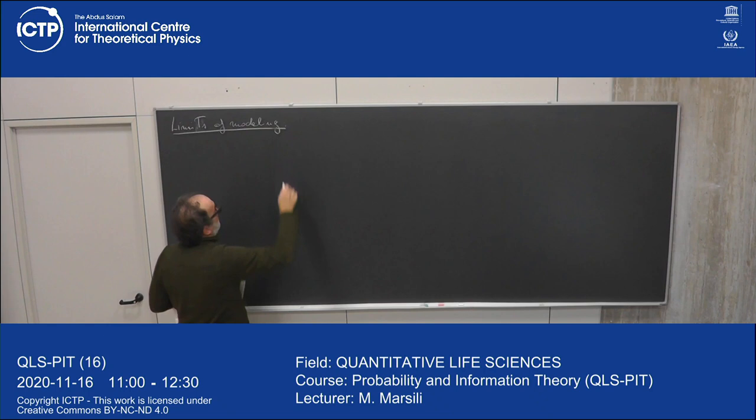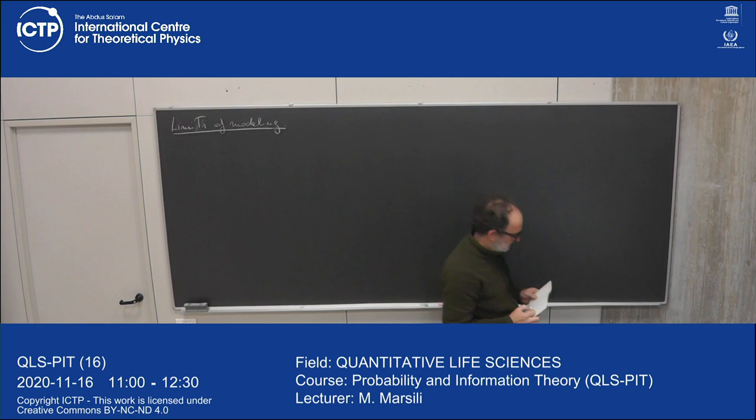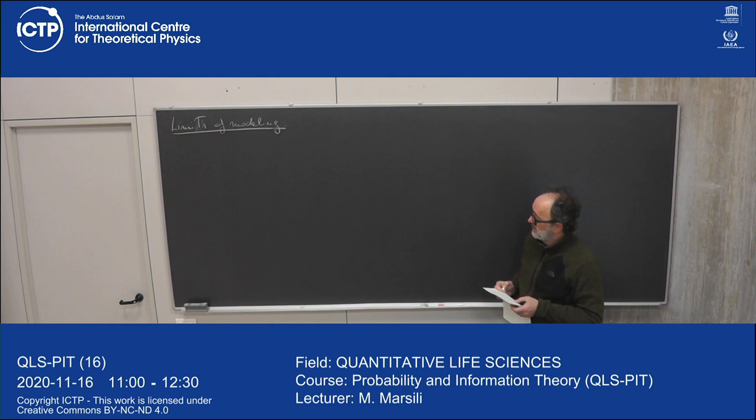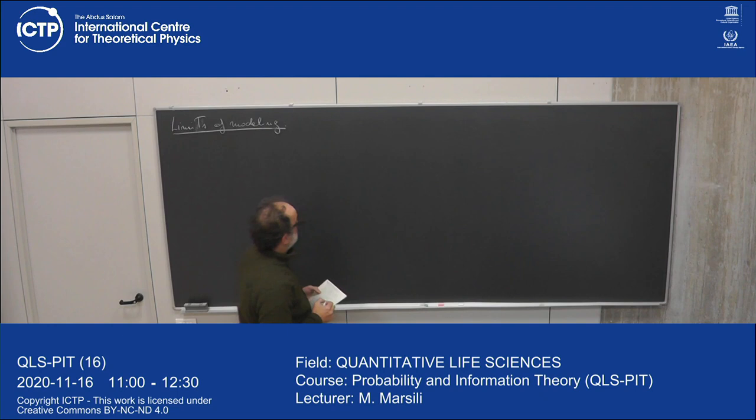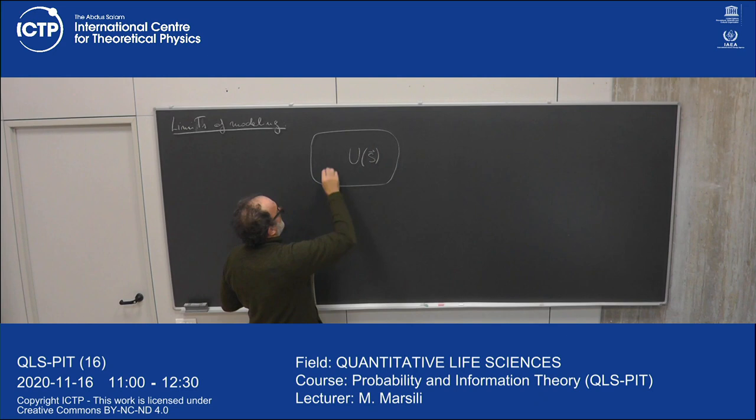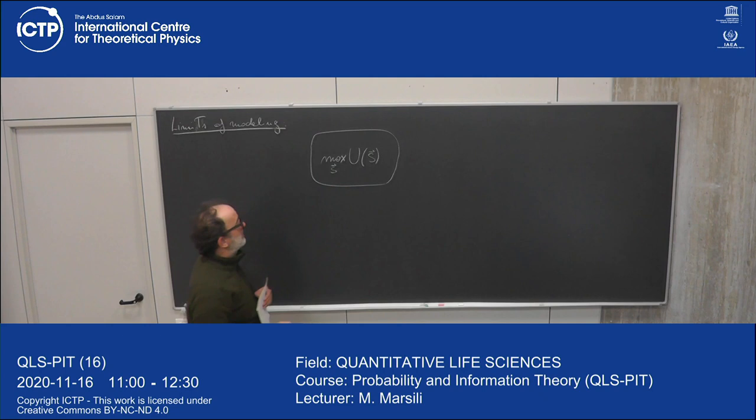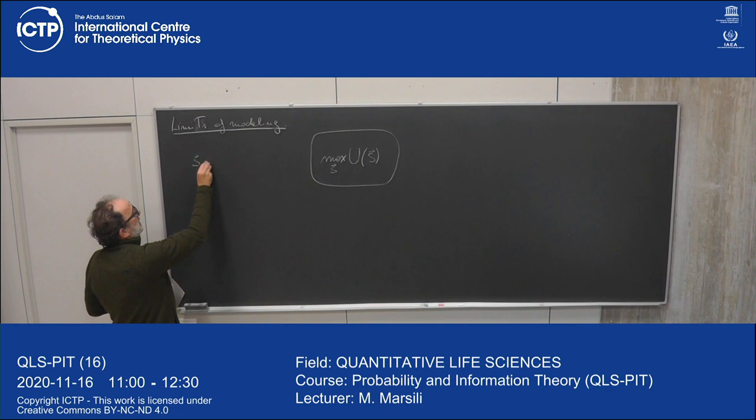Take stock of what we have done so far, especially with respect to limit theorems for extremes, and to study a general question. So imagine that we have a system that we are interested in, and we know that this system is optimizing something. So there is a function that is maximized by this system. Okay, so this system has a certain set of variables S, and there is a function U that is going to be maximized.